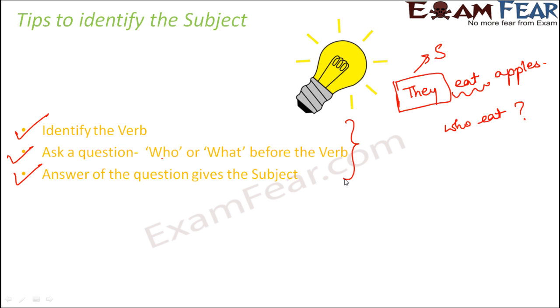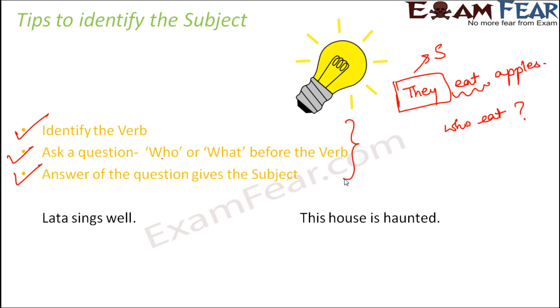So if you remember these three simple steps, it doesn't matter what is the order of the subject and the predicate, you will be easily able to identify the subject. Always find out the verb, ask a question to yourself, adding who or what before the verb, and the answer of the question gives you the subject. So let us look at these examples.